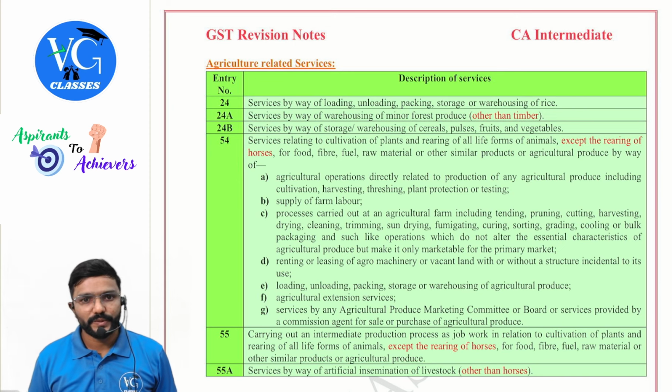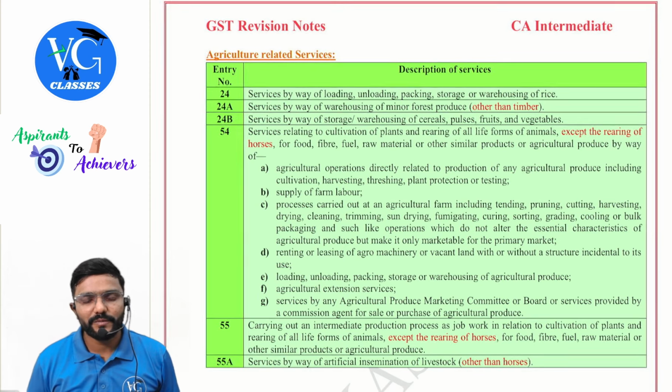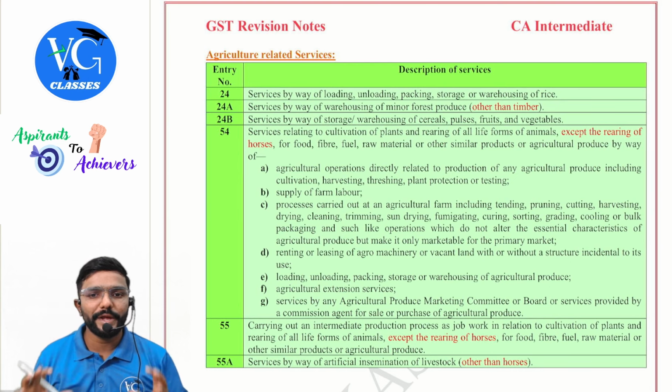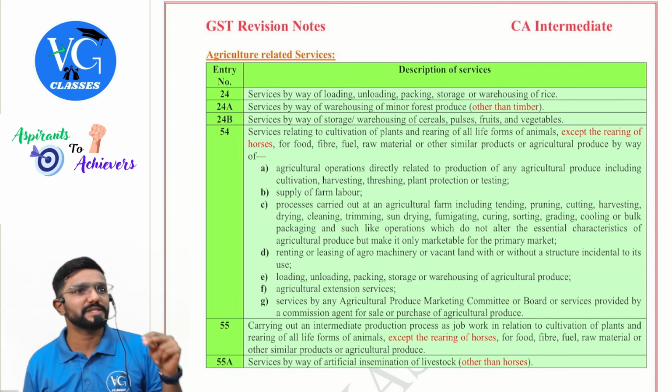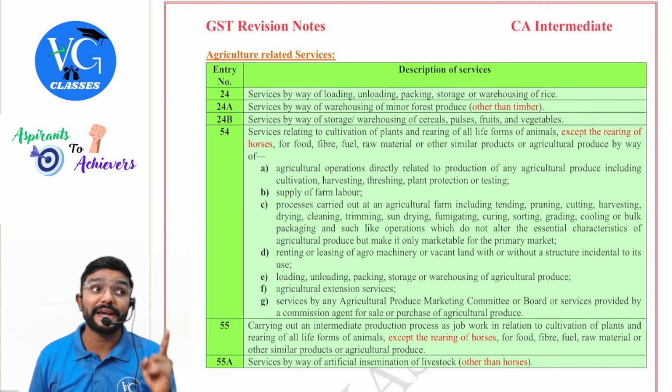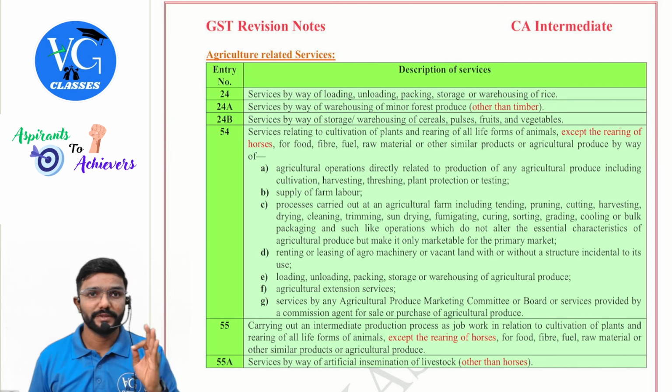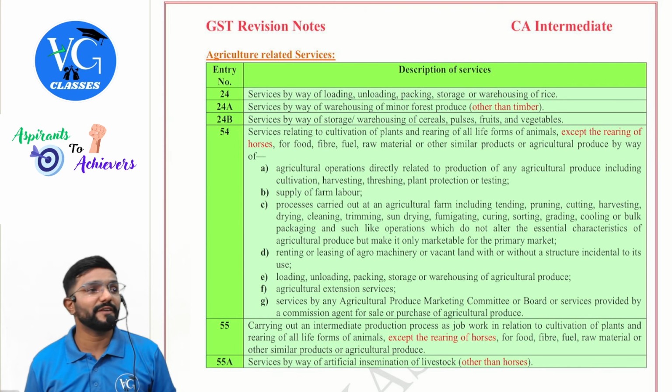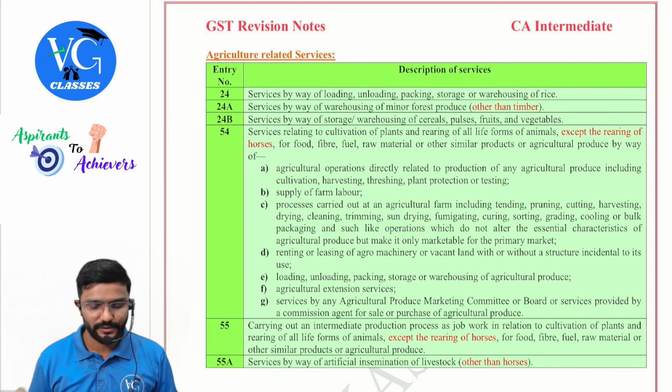What are those? Entry 24. Services by way of loading, unloading, packing, storage or warehousing of rice. Rice. Specifically, they have covered rice. Rice is actually not agriculture produce. Paddy is, but rice is not. But here they have given the exemption by way of separate entry, guys, for rice.